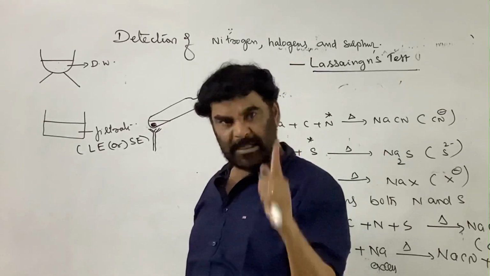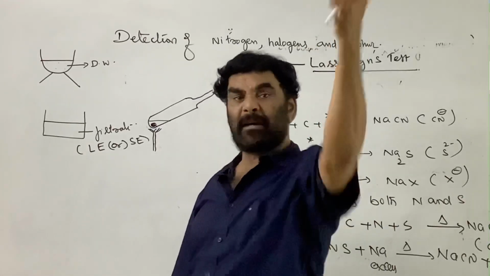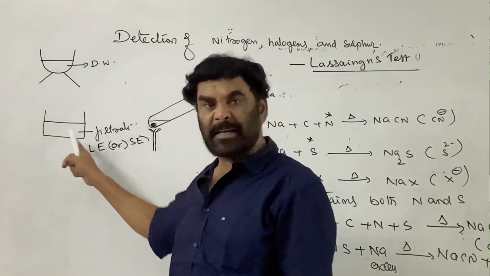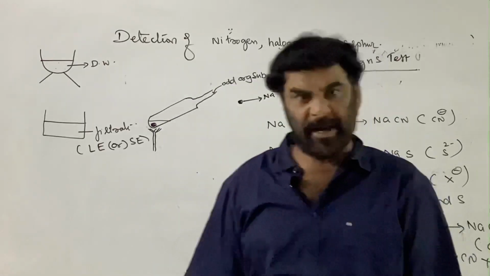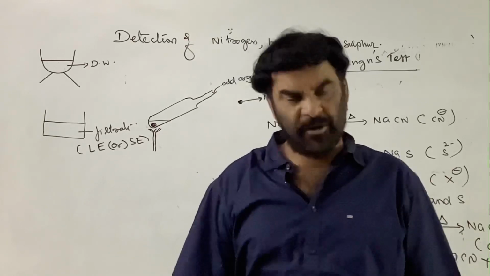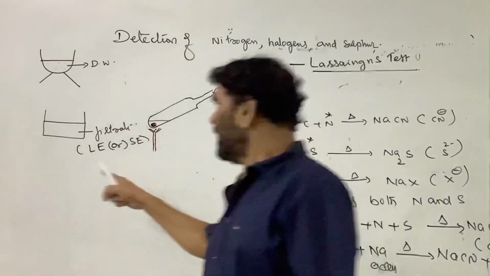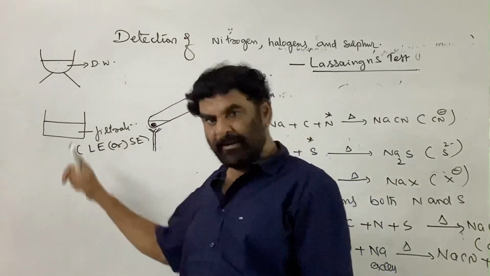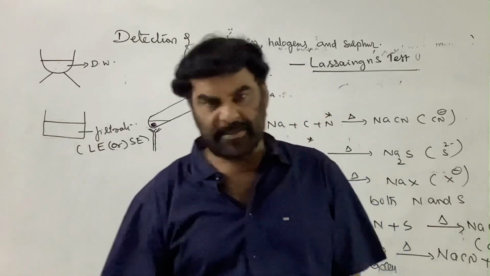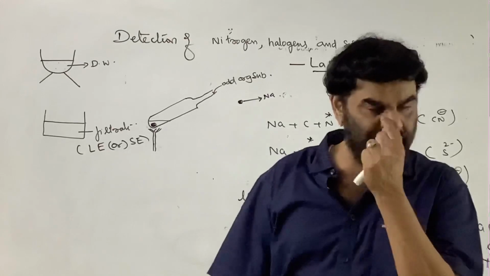If it gives the test for both the cyanide ion and the sulfide ion, we say that the given organic compound contains both nitrogen and sulfur. And if this compound gives the test for the halide ion, chloride, bromide, iodide, anything, we say that it contains a halogen atom. That is, a halogen is present in the given halogen-containing organic compound. If it gives the test for the cyanide ion as well as the halide ion, we say that the given organic compound contains nitrogen as well as halogen. It may be chlorine or bromine or iodine, depending on the test.